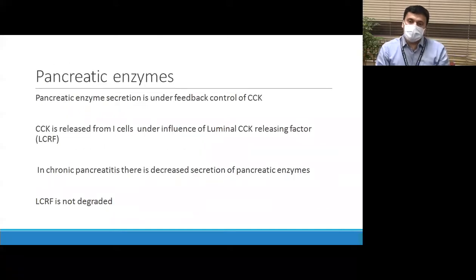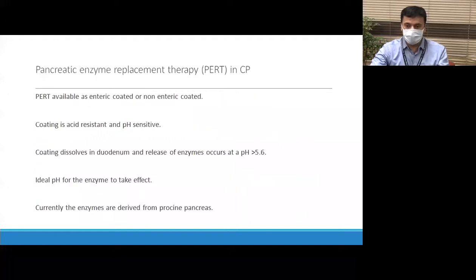Pancreatic enzyme secretion is under the feedback loop control of cholecystokinin. The cholecystokinin is released from I cells of the duodenum, which is under the influence of luminal cholecystokinin releasing factor. In chronic pancreatitis, there is decreased serine protease in the duodenum, and LCRF is not degraded. So this will stimulate the contraction of the pancreas and the pain. This mechanism is prevented by enzyme supplementation.